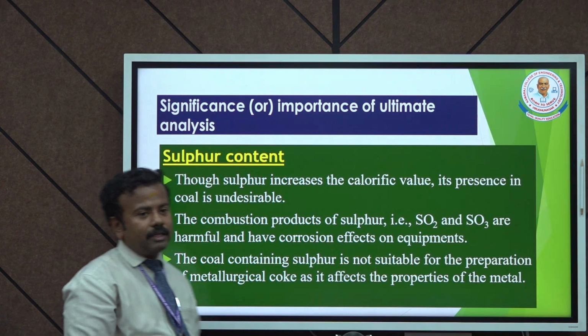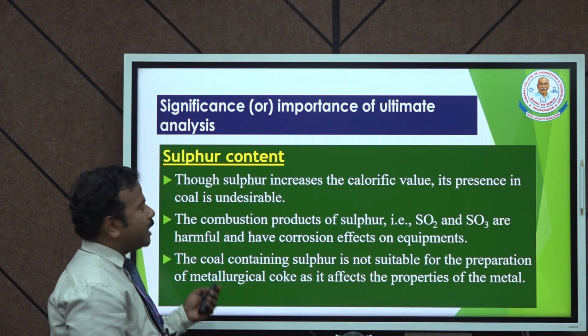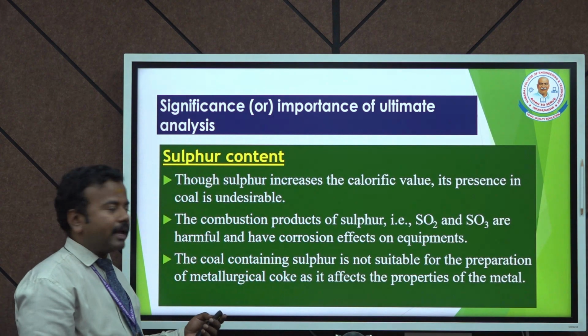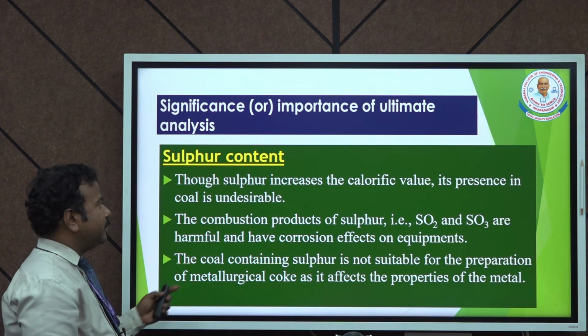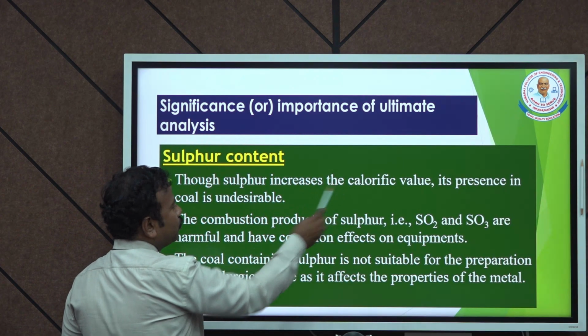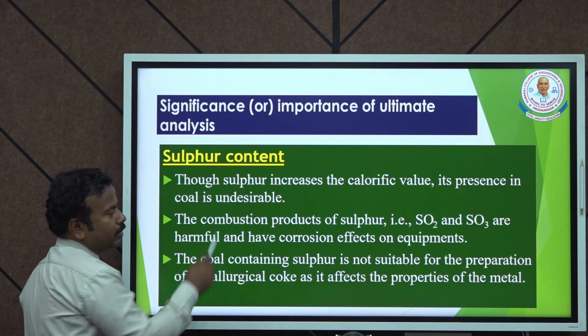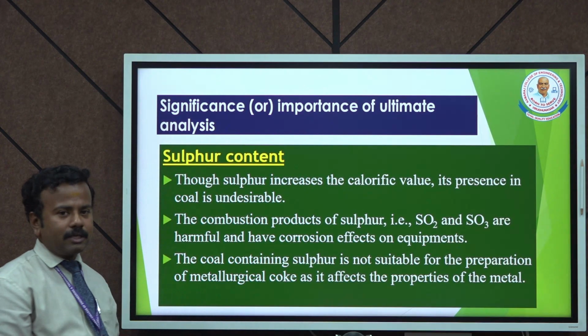Now let us see the importance of the ultimate analysis, specifically sulfur and ash content. First is sulfur content. Though sulfur increases the calorific value, it makes the coal undesirable. Sulfur is an undesirable one and should not be present in the fuel.